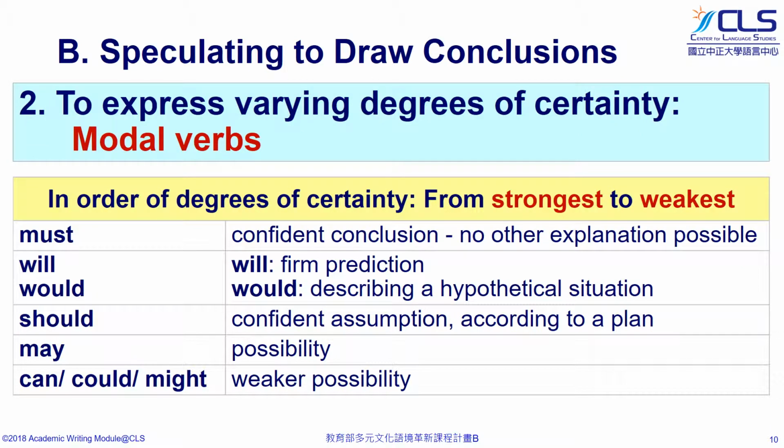We can also use modal verbs to express different degrees of certainty when we draw conclusions. As shown in the table, the modal verbs must, will, would, should, may, can, could, and might are listed in order of degrees of certainty from strongest to weakest. For more examples and practices, please refer to the online course, Modal Verbs.